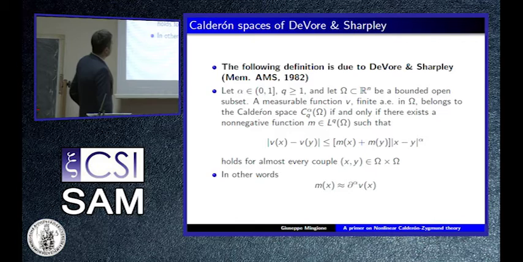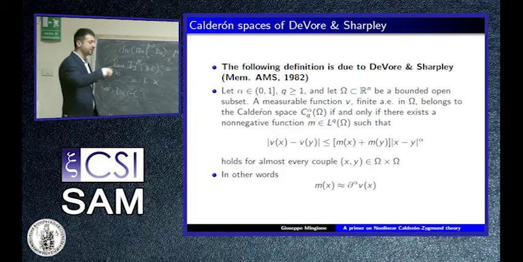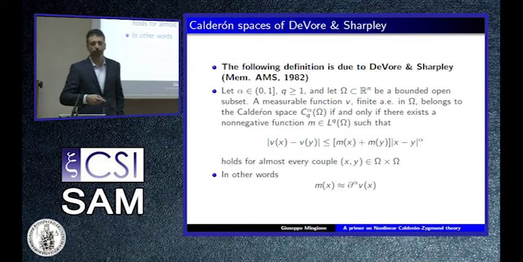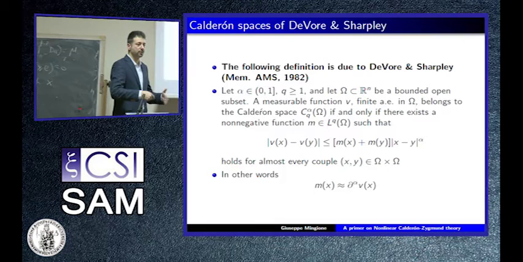Okay, and now we find it convenient to use the following definition by Delore and Sharpley. Delore and Sharpley in 82 introduced these function spaces, which they call Calderon spaces, and actually they were born observing that you can make abstract nonsense out of some very older techniques by Campanato. In fact, they are making abstract nonsense on certain Campanato's proofs to build the definition. And the definition is the following one.